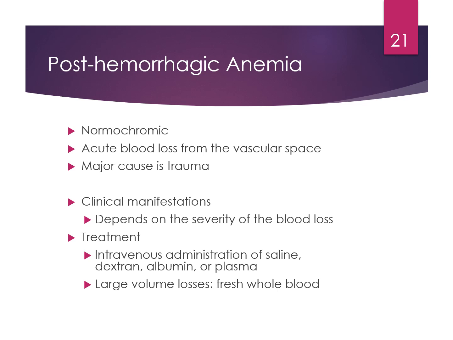And what that patient may present with will depend on the severity of the blood loss. So how do we treat a post-hemorrhagic anemia? IV administration of saline, fluid replacement. And if it's large volume loss, then what we want to do is replace the volume loss with fresh whole blood.